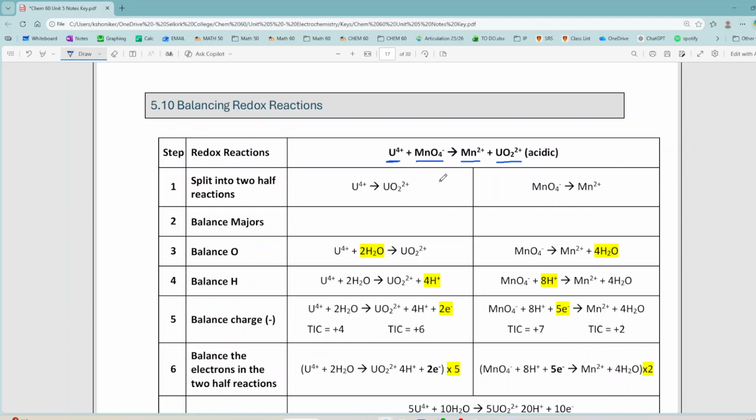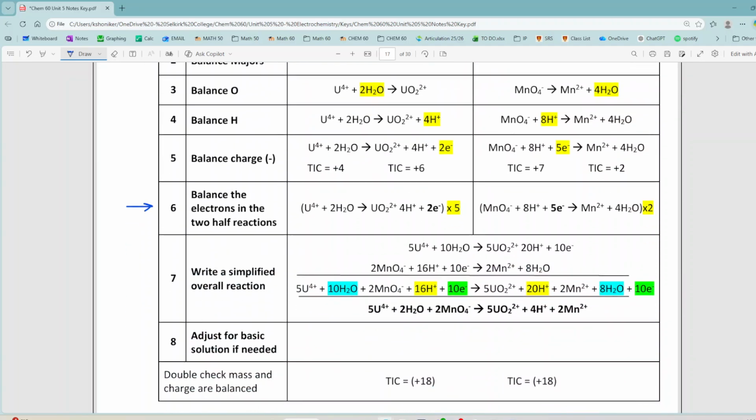So same process though. We are going to balance in acidic. First off, balance your majors. Then you're going to balance your oxygens, balance your hydrogens, balance your charge, and then here's your new step. Our new step is that we are going to balance the electrons in the two half reactions so that we can put them back together.